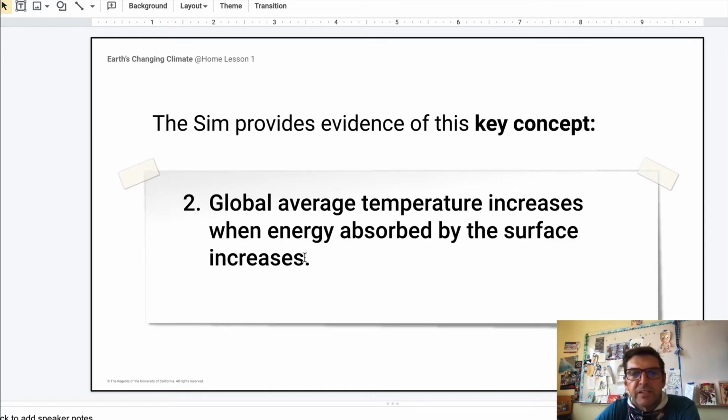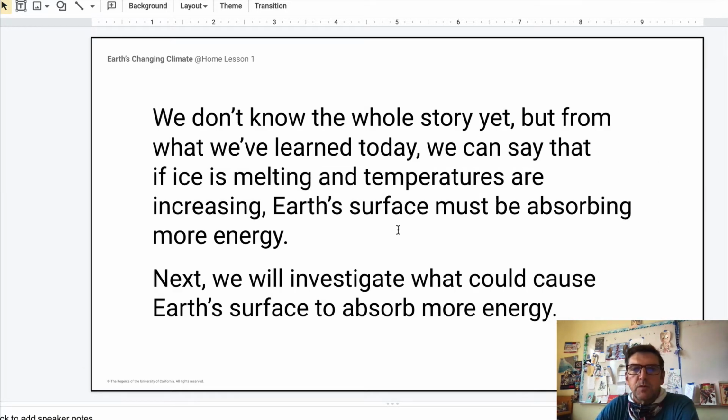The sim provides evidence for the key concept: global average temperature increases when energy absorbed by the surface increases. We don't know the whole story yet, but from what we've learned today, we can say that if ice is melting and temperatures are increasing, Earth's surface must be absorbing more energy. Next, we will investigate what could cause Earth's surface to absorb more energy.